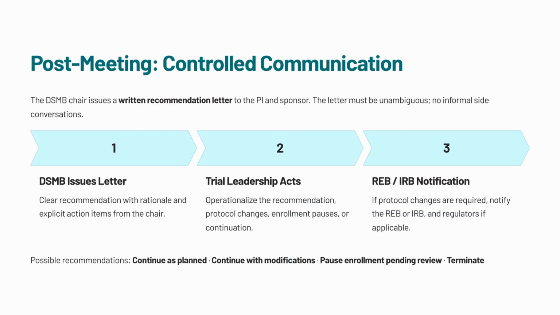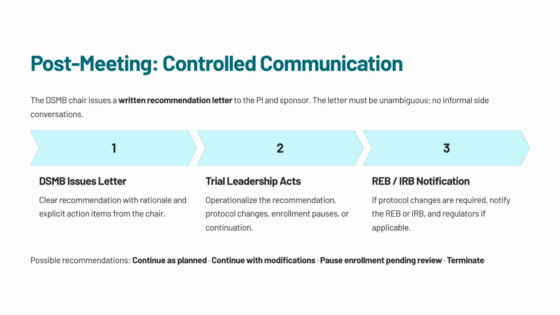Next is having controlled communications. The DSMB's recommendations should not move through informal side conversations or partial updates. They should be communicated through a clear, written letter from the chair to the principal investigator and sponsor. That letter needs to state the recommendation plainly, explain the rationale, and identify any required actions. From there, trial leadership is responsible for putting that recommendation into practice, whether that means continuing as planned, making protocol changes, pausing enrollment, or taking other corrective steps.